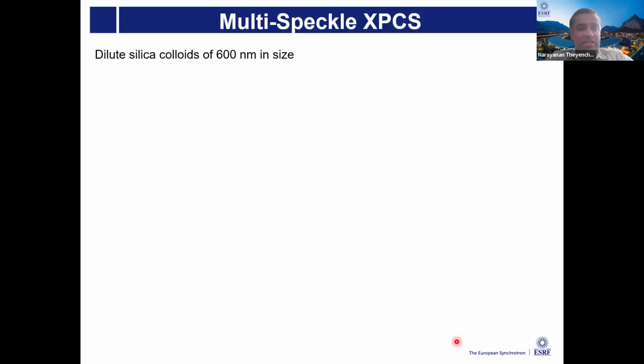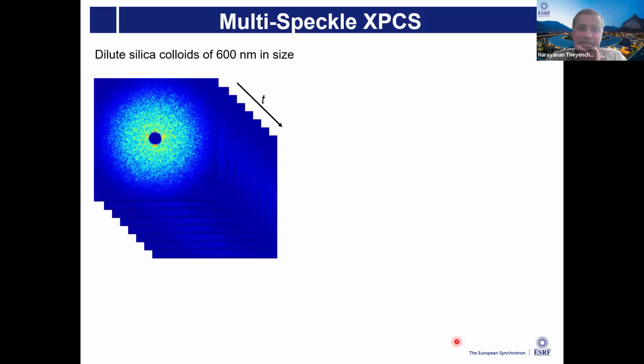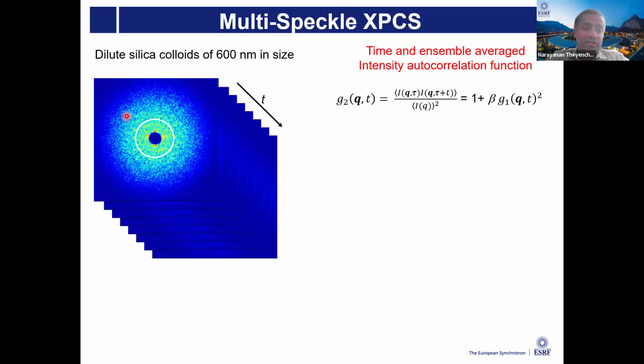So now I want to go to my last example, which involves the coherent properties of the X-ray beam available at ID2. So it's again complementary to what is at ID2. As compared to dynamic light scattering, one of the key advantages is that we are recording the scattering pattern in the forward direction. So for a given Q, one can see many speckles. This means one can obtain both the time and ensemble averaged intensity autocorrelation functions readily from these speckle patterns recorded as a function of time.